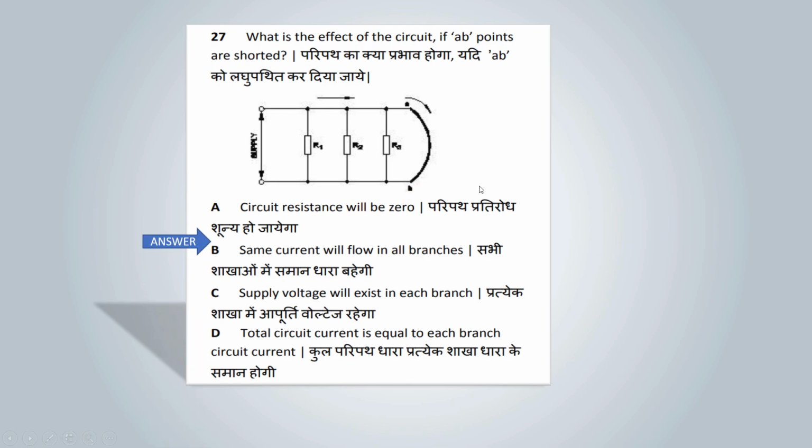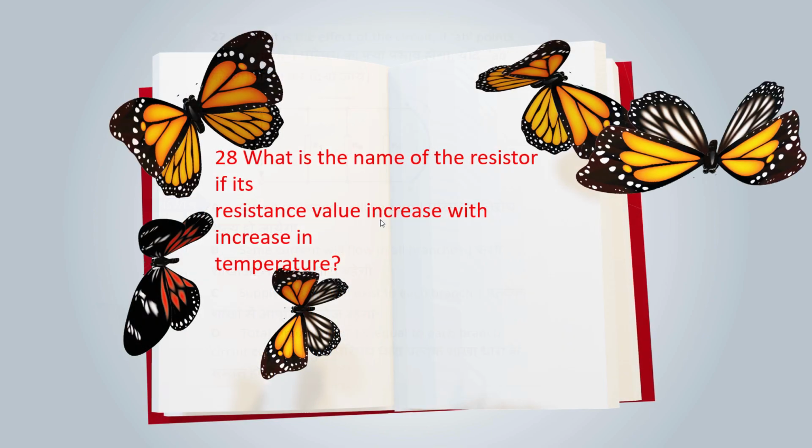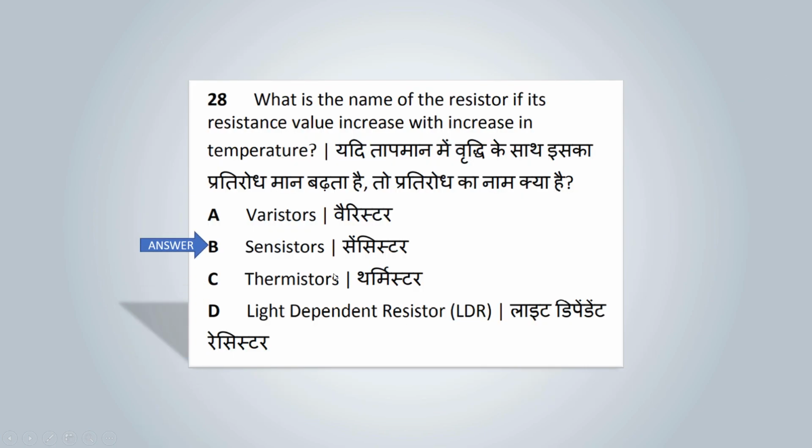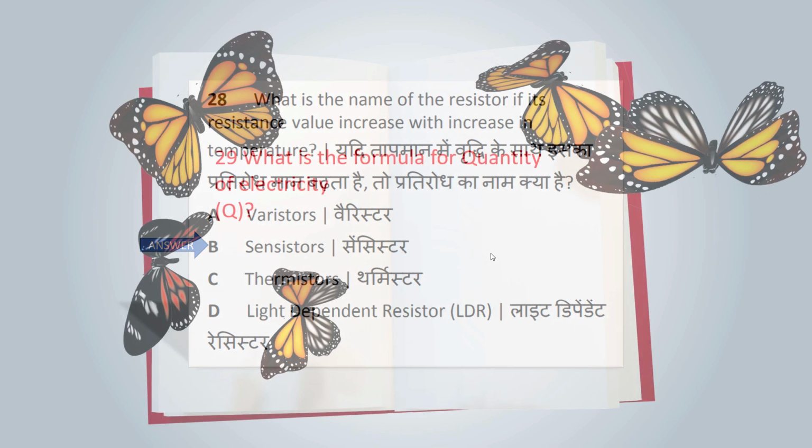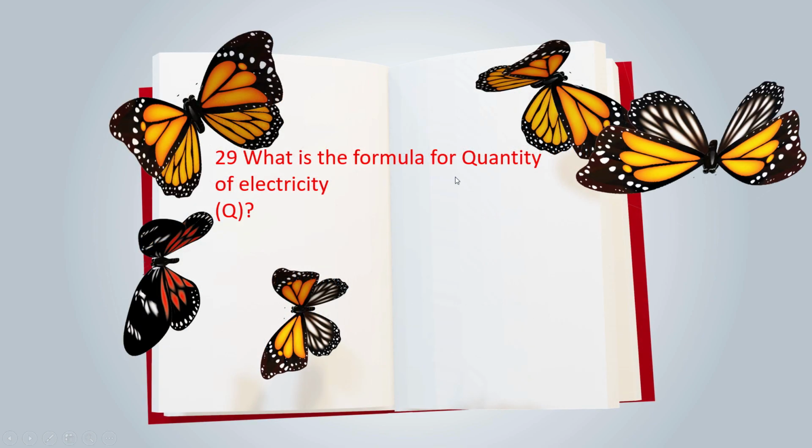What is the name of the resistor if its resistance value increases with increase in temperature? The answer is sensistors. What is the formula for quantity of electricity? We know that Q equals IT. Q equals IT means current into time.